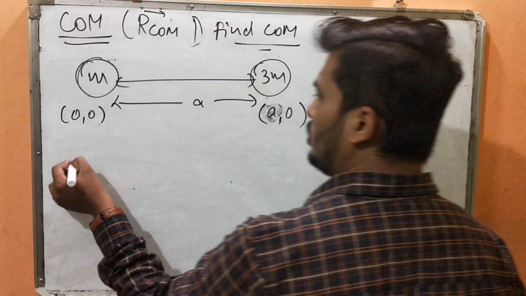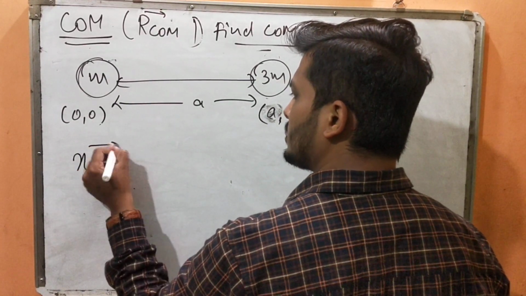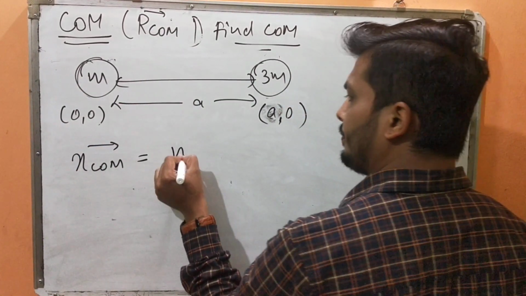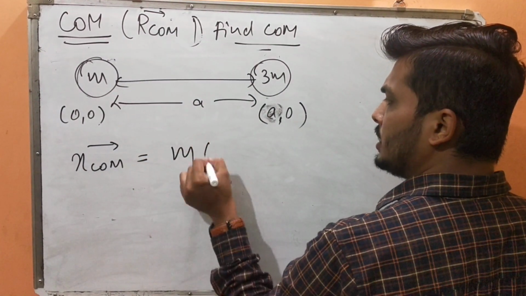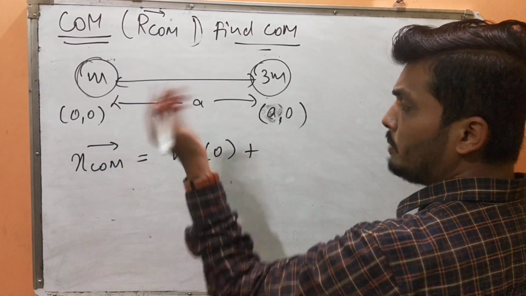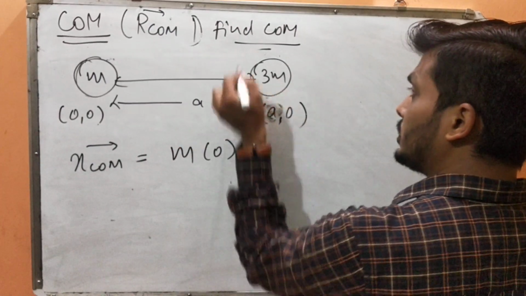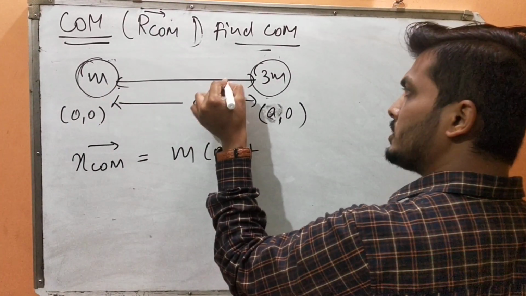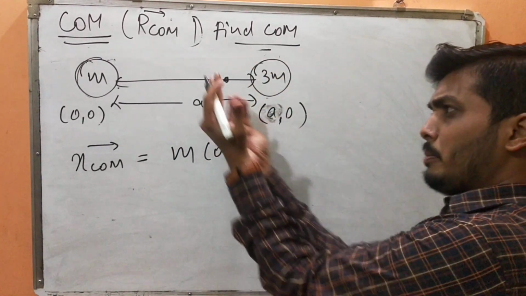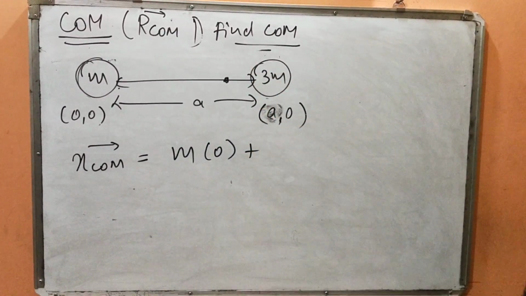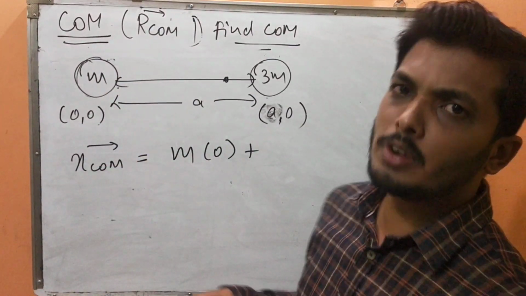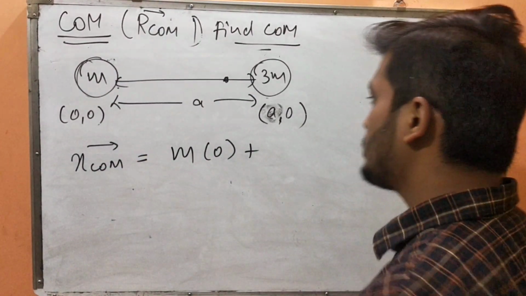So now you will find the x center of mass. m1 is m, r1 is 0. Before doing the problem, you tell me where the center of mass is. Obviously, this is 3 times m and this is m, so the center of mass will be somewhere here, more towards the 3m. Yes or no? Let us see after my calculation whether we get the same answer or not.